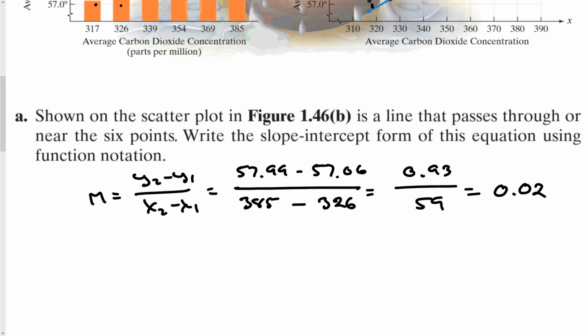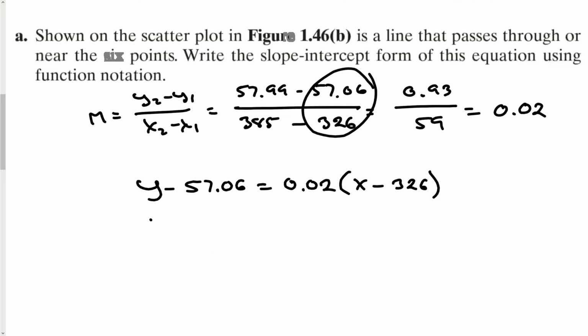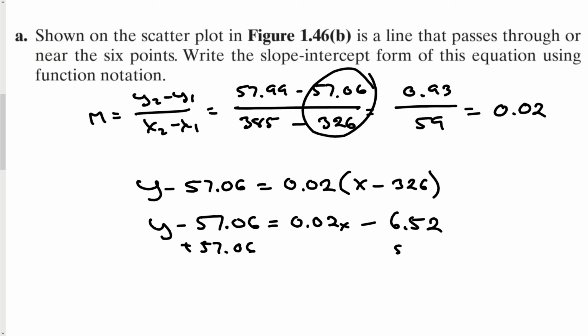Now all I have to do is pick out one of the points. It doesn't matter which one. Let's use this point. So y minus y1, 57.06, is equal to the slope 0.02 times x minus 326. Let's distribute: 0.02x minus, again 2 decimal points is fine, 6.52. Add 57.06 to both sides, and we get y is equal to 0.02x plus 50.54.